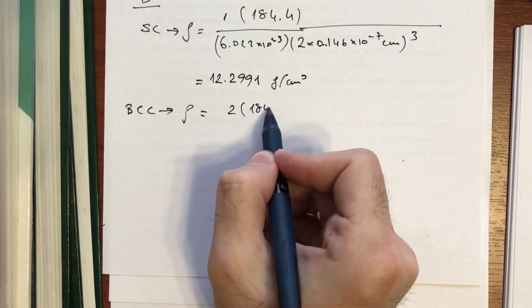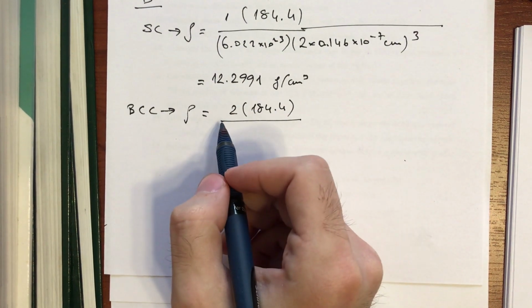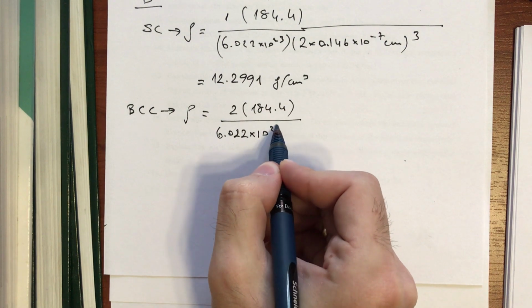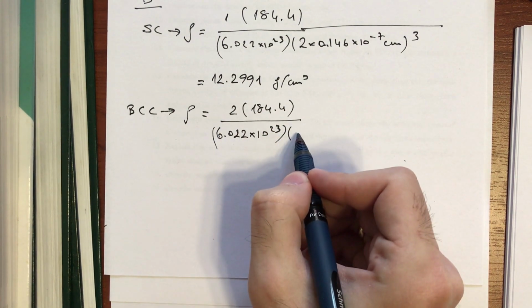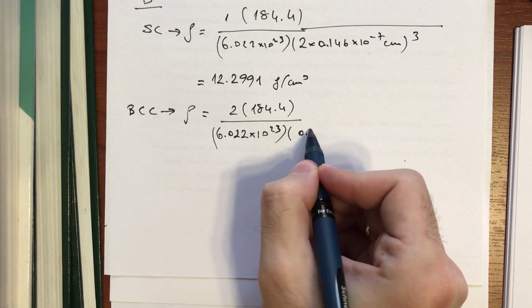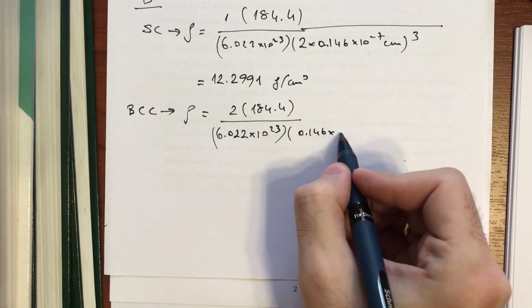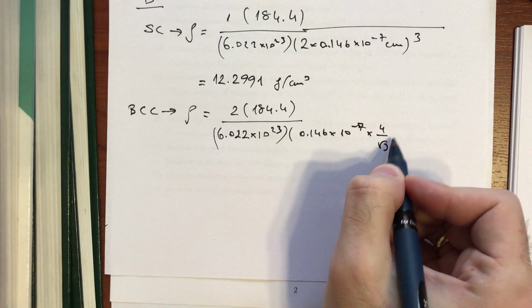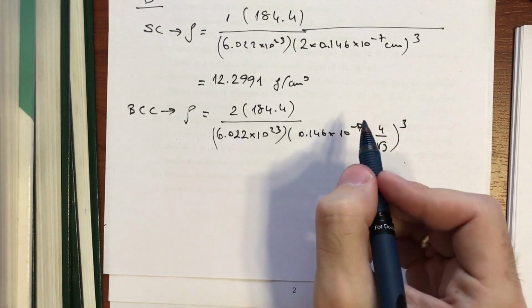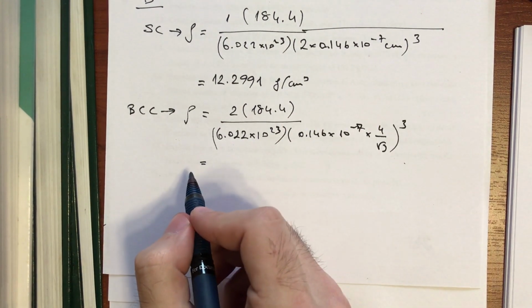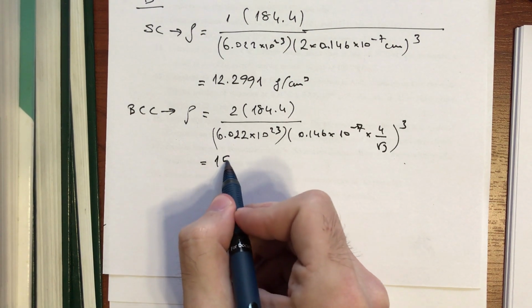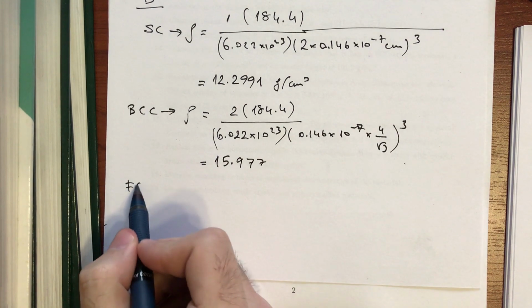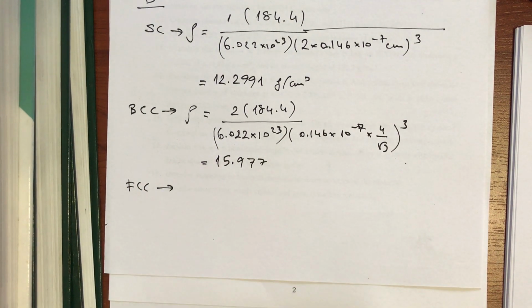2 times 184.4 divided by 6.022 times 10 to the power 23 times the atomic radius. Now we are doing the BCC case, times 4 over square root 3, cubed. If you calculate this, you will get 15.977, so it's definitely not BCC. Let's check the FCC too.